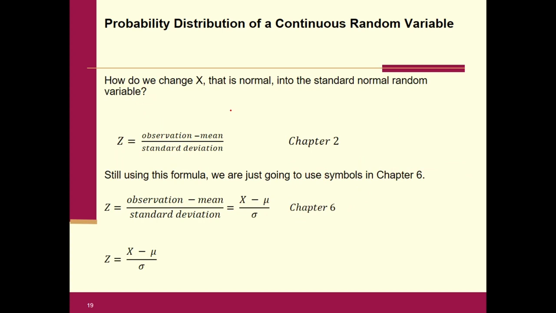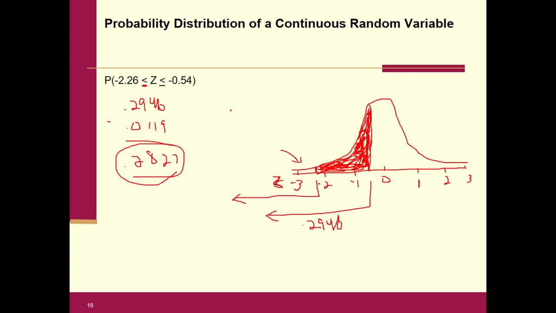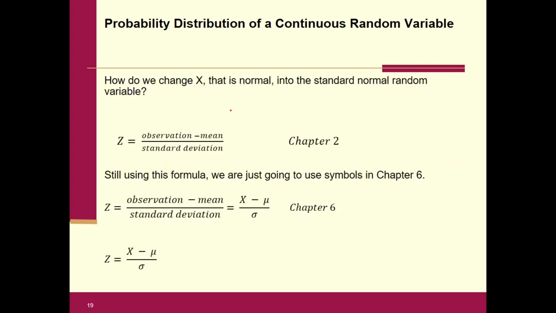So here's the thing. With regards to working with the standard normal table, we can do any problem now that's normal. So let me show you. When we work with any other normal random variable, it's not going to be a standard normal. It's going to have a mean of 70 and a standard deviation of 4, whatever, right? And so how did we change x that is normal into a standard normal variable? How do we do that?